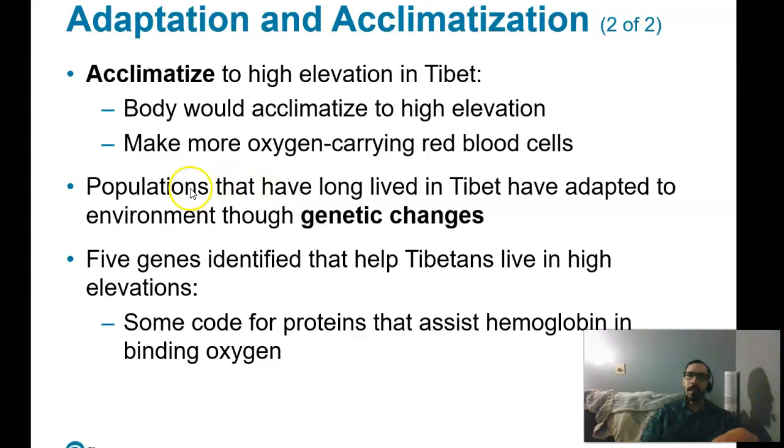But when you look at an adaptation, so changes that occur at a population level, if you look at the people that have lived in Tibet for many generations, they are adapted to the environment through genetic changes. Okay. So like the Sherpas that live in the Tibetan mountains, they have 5 genes that are identified to help the Tibetans live at high elevations. And some of those code for proteins that assist the hemoglobin in binding oxygen.